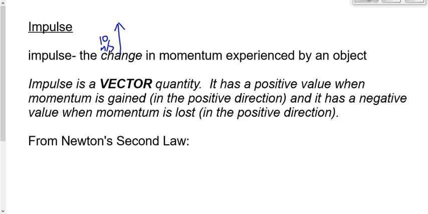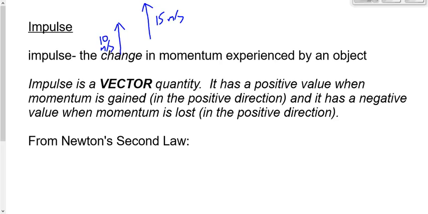Five seconds later, we have a velocity that's 15 meters per second to the north. That means we've gained velocity. If we've gained velocity, then we've gained momentum, and that will be a positive impulse. The impulse will be positive because it's a gain in momentum in the positive direction, in the north direction. Now, we could look at this another way.